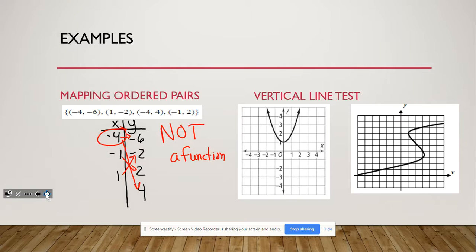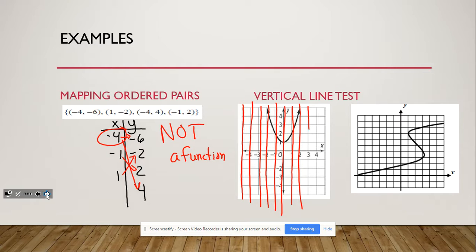On the right, the vertical line tests. Again, draw your vertical lines. And in this first graph, you'll notice that I have never hit the drawing in black more than once. This is a function.